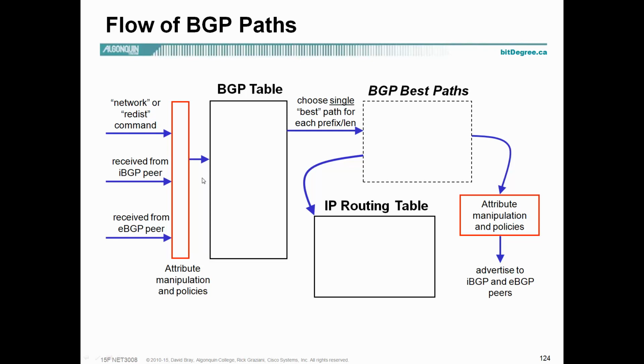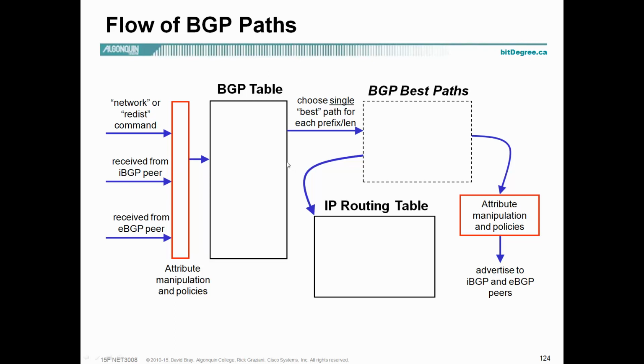So from that I came up with a flow diagram of my own. I think that clarifies it a little bit better. On the left, the different ways in which routes can enter the BGP table are locally via the network command in BGP or redistribution into BGP, possibly received from an internal peer, an iBGP peer, or possibly received from an external BGP peer. All of this is subject to being manipulated through the input policy engine, so attribute manipulation and policies right there. And after that filtering, they will be placed in the BGP table.